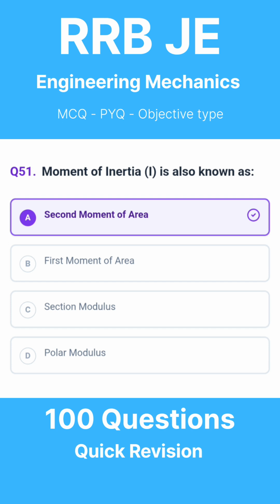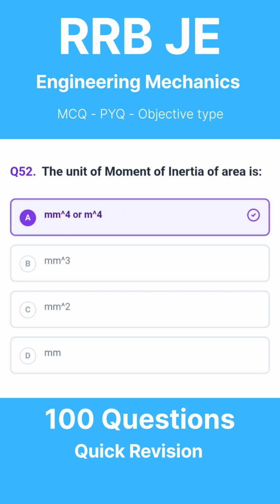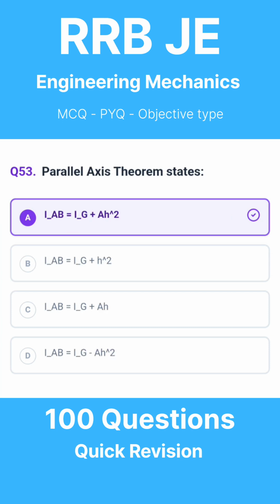Question 51. Moment of inertia I is also known as. The correct answer is second moment of area. Question 52. The unit of moment of inertia of area is. The correct answer is millimeters to the power of 4 or m to the power of 4. Question 53. Parallel axis theorem states. The correct answer is I_AB equals I_G plus A h squared.